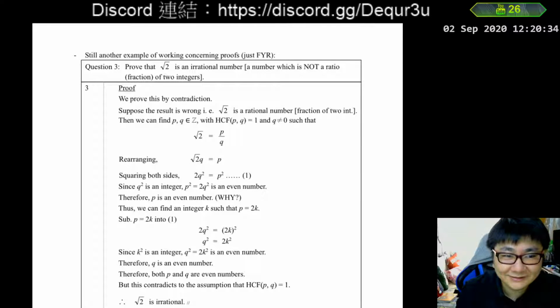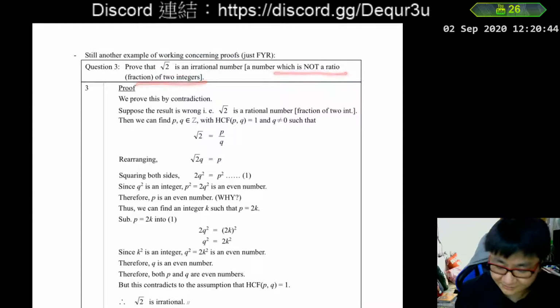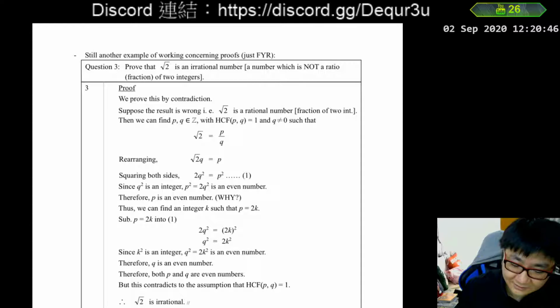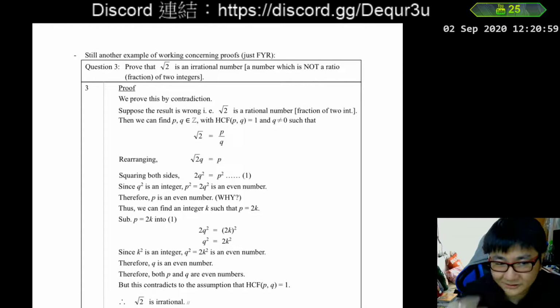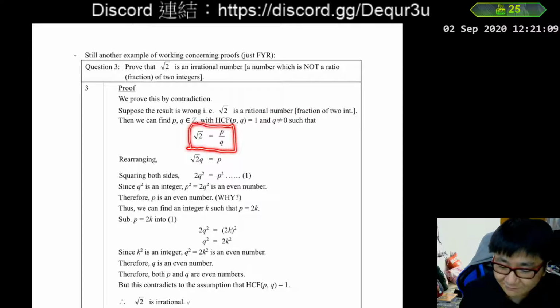So this question 3 is just an example to prove that root 2 is an irrational number, which is not a ratio of two integers. Here we have a special skill of proof called contradiction. Maybe in a later lesson, not today, I will explain the meaning of contradiction. We suppose the opposite, that the result is wrong. That means root 2 can be made into a rational number, that is, we can write it in fraction form.